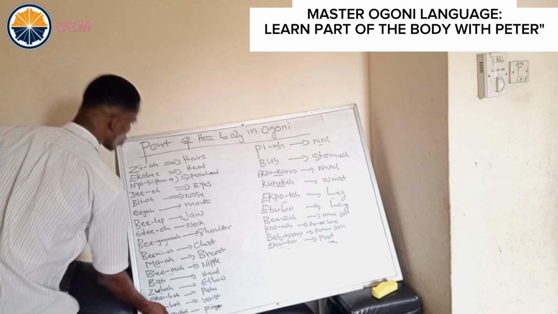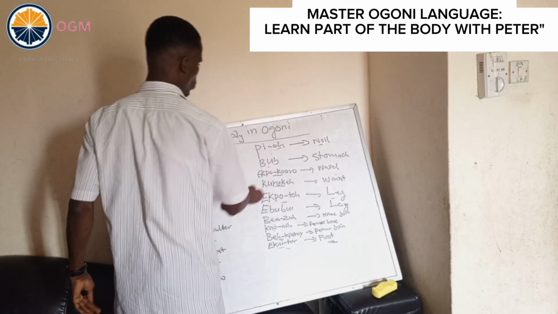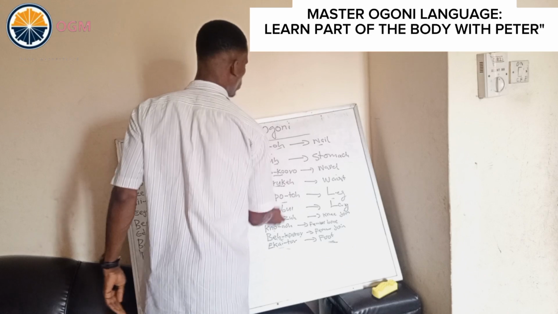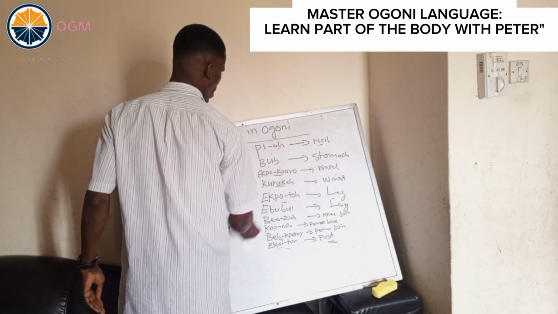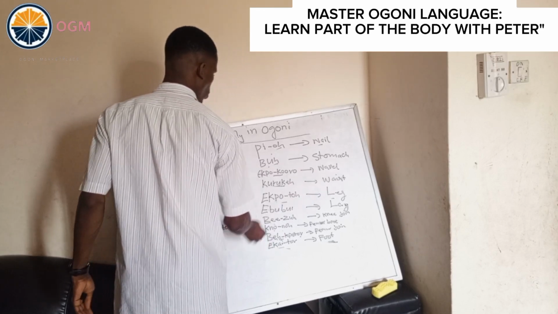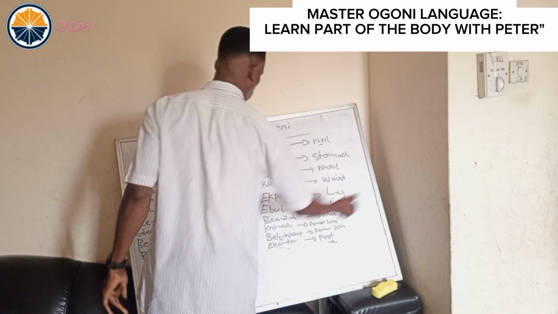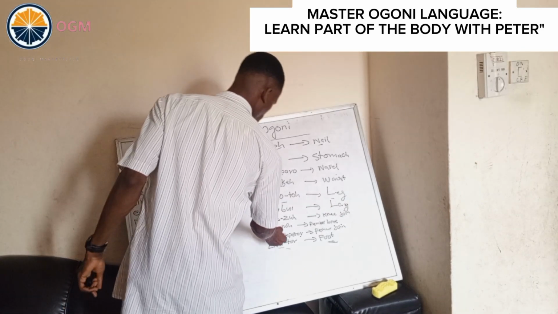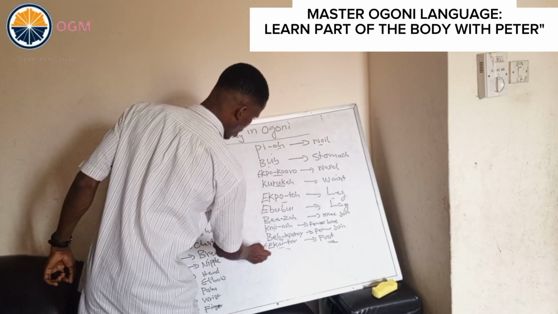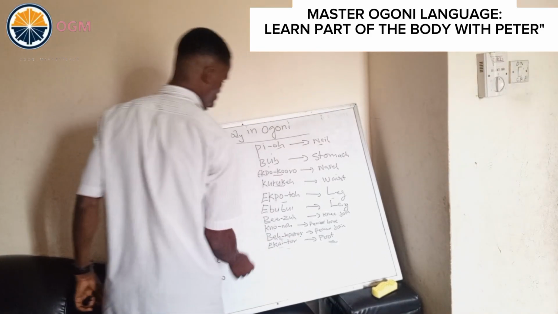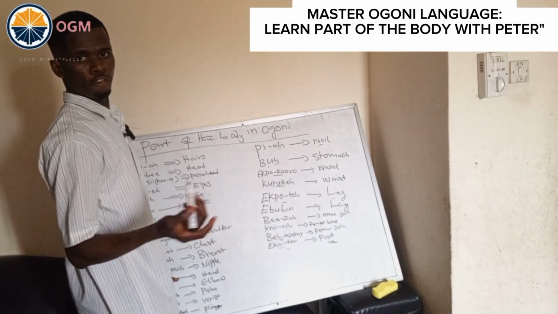We have Bewito, Pion, Bu, Ekpokoro, which is navel, Kurute, which is waist, Ekpoto, which is leg, Ebubui, which is lap, Bezu, which is knee joint, then Nowa, then Be poto. Then we have Ekato, which is foot.